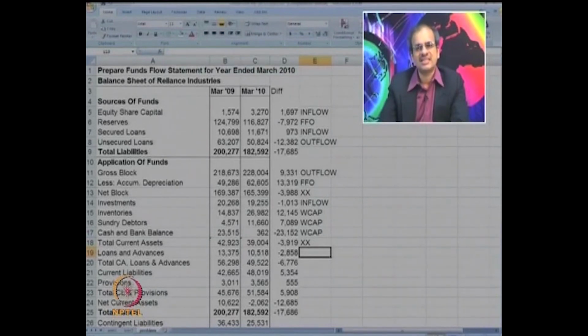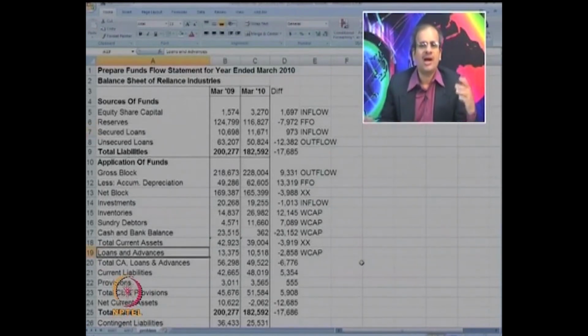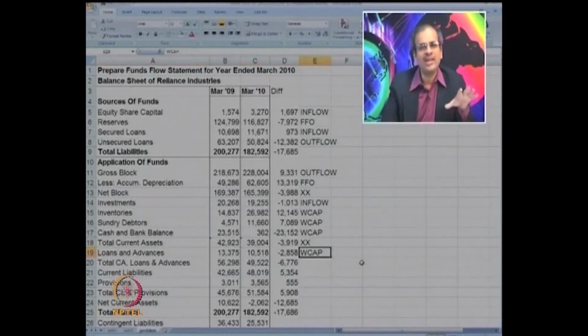Loans and advances, what should I take? It is also a working capital item. Mind well, it is slightly tricky. By reading the term loan, sometimes you may feel it is something to do with loan received. That is secured and unsecured loan, which we have already recorded. Right now, the loans and advances we are talking about are the advances given to employees or to customers, etc., which are day to day in nature. So, mark them as working capital. Total CAs, it is just a total, so mark it as XX.